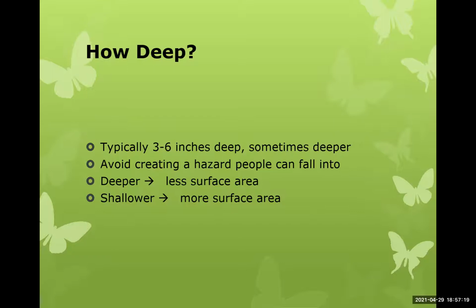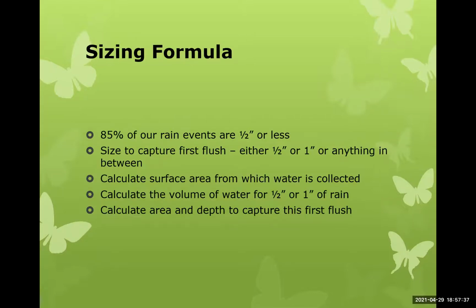As I said earlier, rain gardens are typically only 3 to 6 inches deep because we don't want people falling into them and hurting themselves. And again, the deeper it is, the less surface area you can get away with, and the shallower, the more surface. So I want to provide a warning for those of you who have a phobia about math. We're going to get into some math.